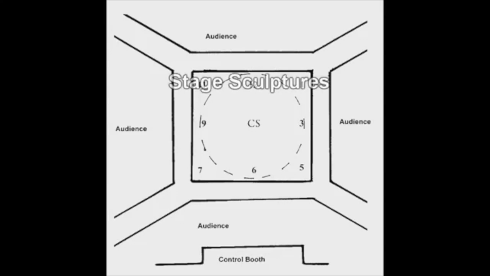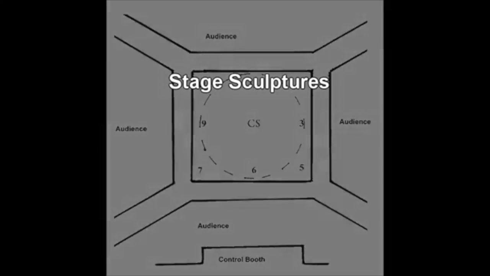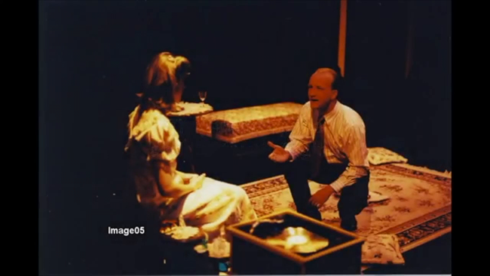Like the thrust space, the arena space isn't trying to create a stage picture. It too is creating a series of stage sculptures. Also, like the thrust space, the arena requires a lot of action. There is no opportunity for an actor to stay in one place for too long without the action becoming particularly static.